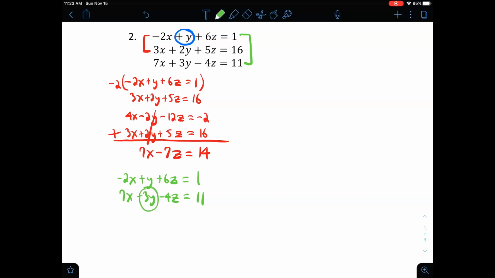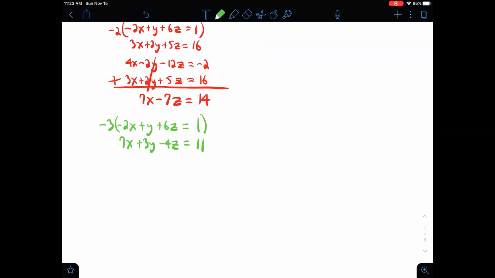What's the opposite of 3y going to be? It's negative 3y, so I can multiply the top by negative 3, so that we get negative 3y, and that's going to cancel. So we have negative 3 times negative 2x is 6x. Negative 3 times y is negative 3y. Negative 3 times 6z is negative 18z. And negative 3 times 1 is negative 3. Double check my work. Looks good. Then we're going to write the bottom equation the way it was: 7x plus 3y minus 4z equals 11.